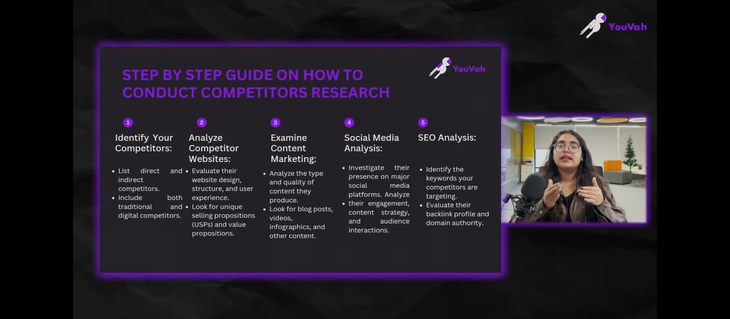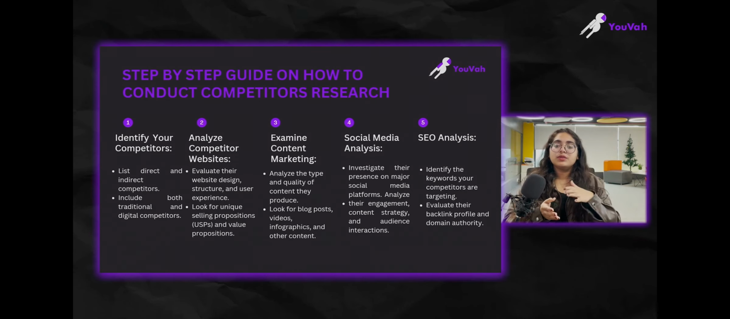Then comes the criteria of examining the content marketing. So analyze the type and the quality of what they're producing. Look for the brand posts and everything that has been going on. Examine their content marketing strategy. See what the particular traps are that they're using to attract their customers. See what blog page they're moving for. See what the infographics are. See what kind of content they're creating.